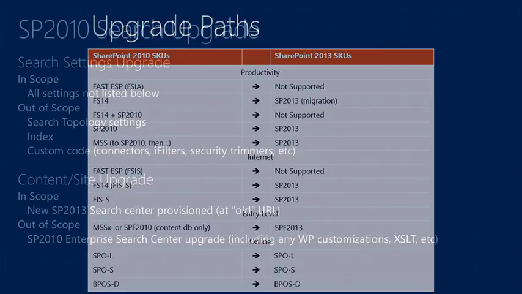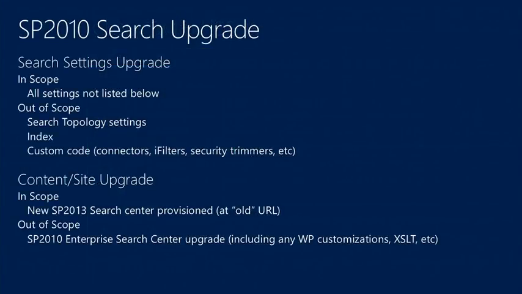So in 2010, how do we do it? And what do we get when we do the upgrade? It's very, very simple. The things that are in scope is everything that's not listed there, effectively. So when you upgrade your 2010 search service, remember there's no in-place upgrade anymore. It is effectively a migration. We can keep things like scopes, even though scopes don't exist in 2013 now, we keep them for backwards compatibility.